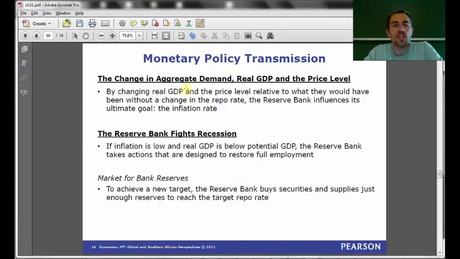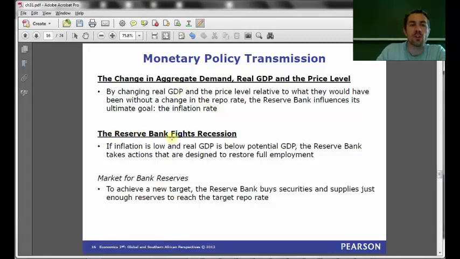By changing real GDP and the price level relative to what they would have been without a change in the repo rate, the Reserve Bank influences its ultimate goal, which is the inflation rate. So remember, it's a short-term thing. It influences the inflation rate by changing aggregate demand. Unfortunately, it has very little influence on the supply side of things. The way that it can influence the supply side is just by keeping inflation stable, because then that is good for growth. But it doesn't have a direct effect. The idea is to keep everything stable so that the supply side can take care of itself.